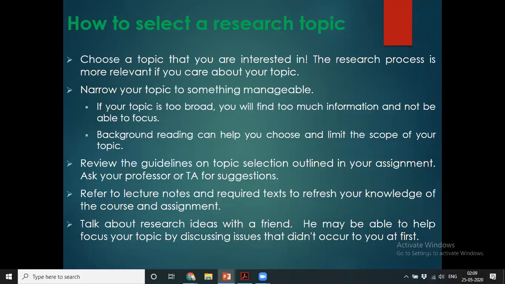In the first part, we had discussed the introduction to research and the different types of research. Here, we'll discuss the research topic.